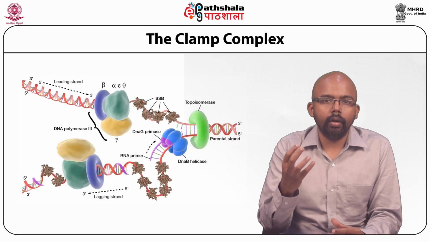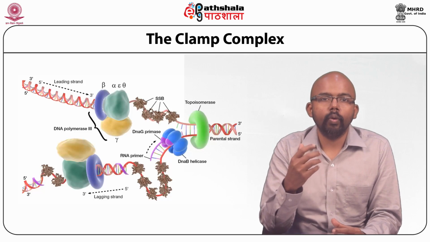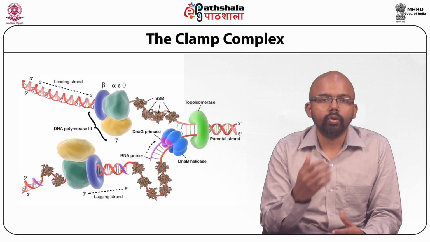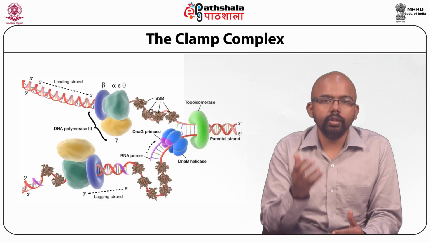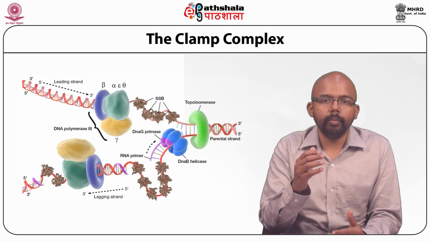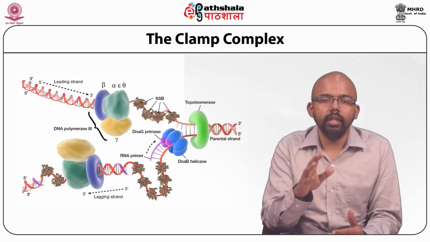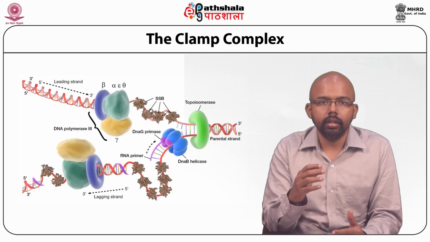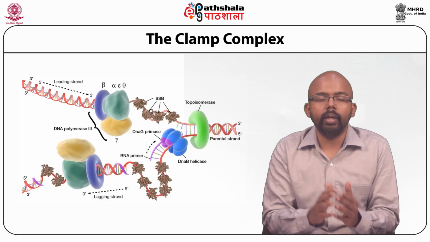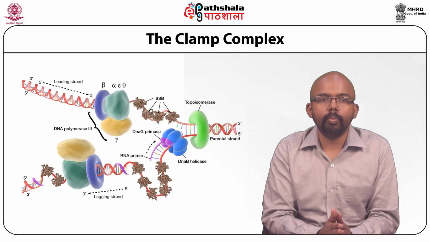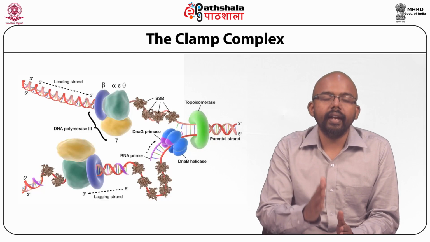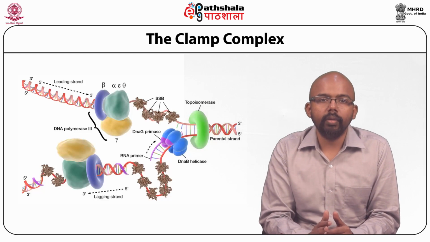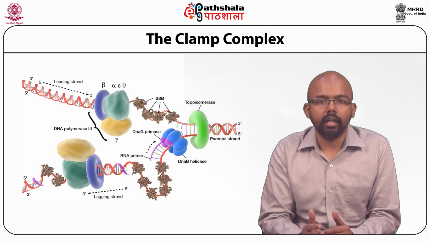Now the loading of this clamp takes place by the clamp loading complex. Now what is the role of this clamp? As you can see from the figure, the clamp can be seen right in front of the core DNA polymerase. The interaction between the clamp and the polymerase is very strong compared to the direct interaction between the polymerase and the template DNA strand. So because of this, what happens?